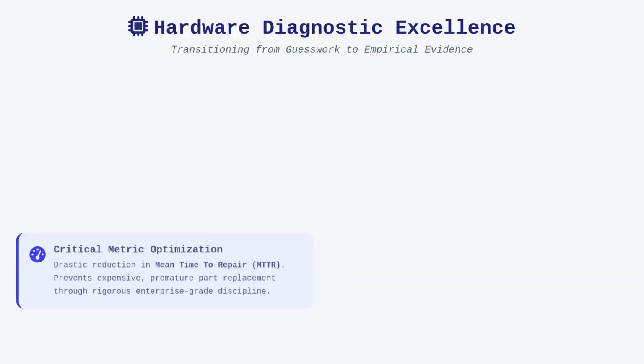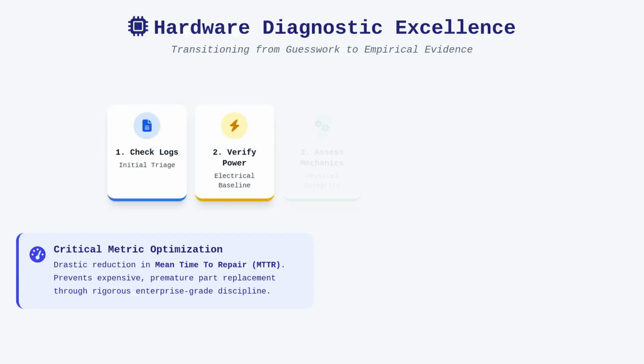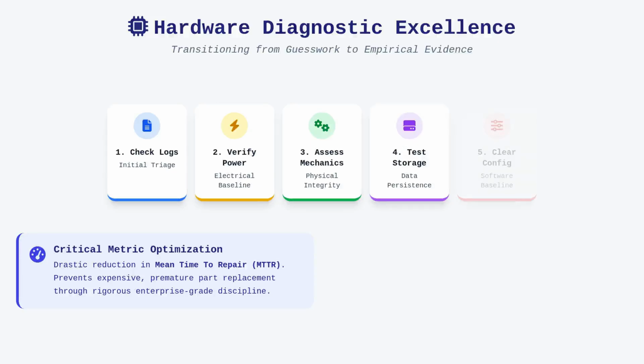The cumulative effect of these diagnostic steps is a drastic reduction in your mean time to repair, which is the most critical metric for any security professional. Replacing parts prematurely is not only expensive, but is also a symptom of a weak diagnostic process that lacks the rigor required for enterprise-grade infrastructure. When you follow this isolation chain, checking logs, verifying power, assessing mechanics, testing storage, and clearing configuration, the resulting conclusion regarding the hardware status is rooted in empirical data.